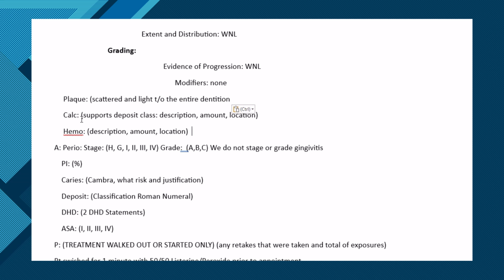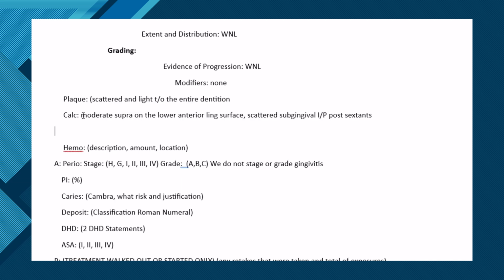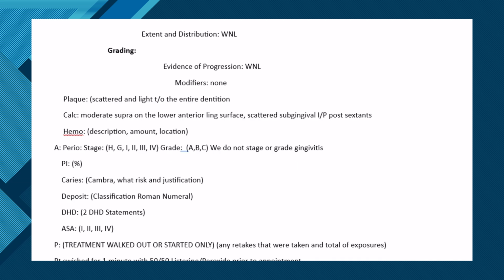The same thing with the calc. Description, amount, and location. I'm going to say that the patient is moderate on the lower anteriors and scattered in the posterior subgingival. So this kind of gives me an idea of where the calculus is in the mouth. Again, I'm trying to paint a picture.